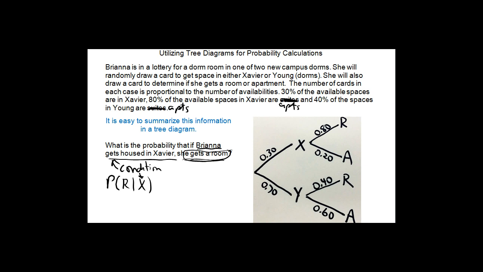Now you could go through the definition of conditional probabilities and say, well, that's going to be the probability that she gets a room and gets in Xavier divided by the probability that she gets in Xavier. You could, but my point here is you don't have to do it that way. If you can interpret this tree diagram correctly, you don't have to do this.